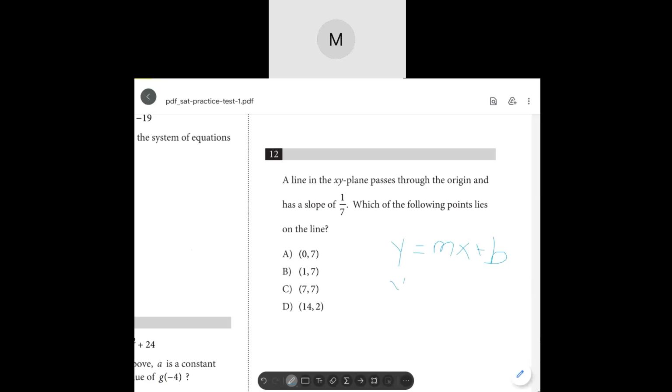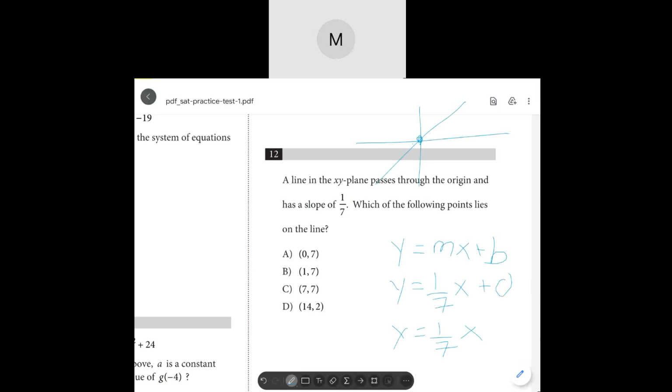It passes through the origin, which means the y-coordinate. If you think about it, if it's passing through the origin, I'd given this example in my last lecture as well. If it's passing through the origin, the y-coordinate is 0, which means the y-intercept is 0. So this is y equals 1/7 x plus 0, or y equals 1/7 x. Now, which of the points here match this equation is what we have to find.